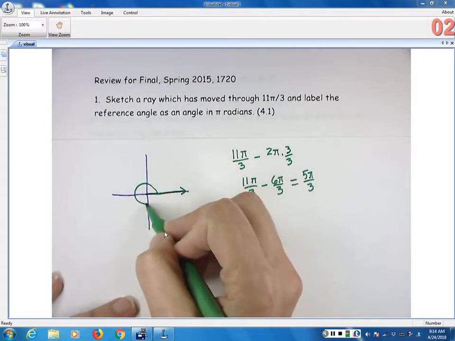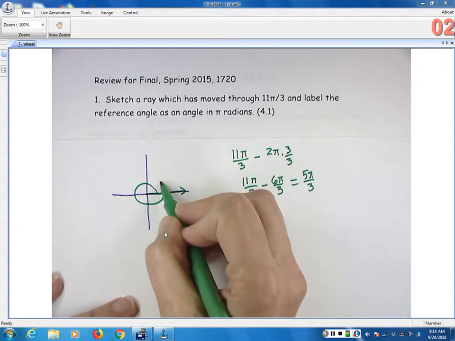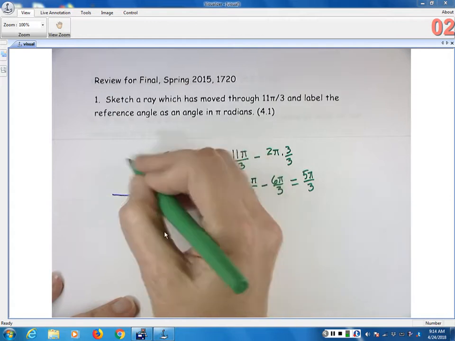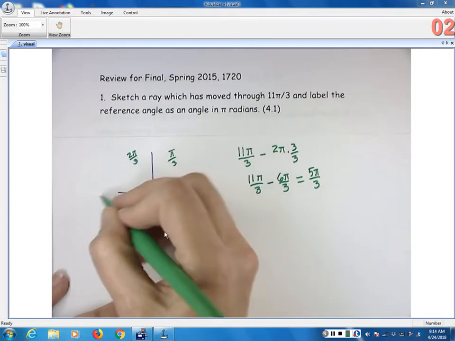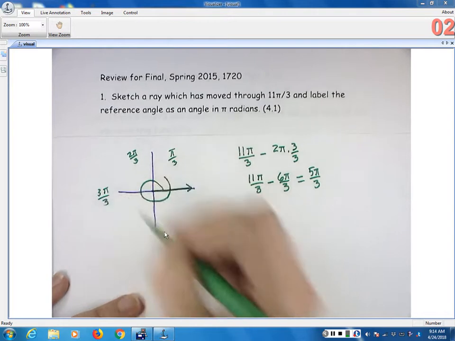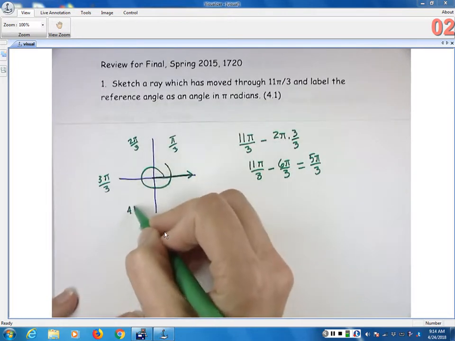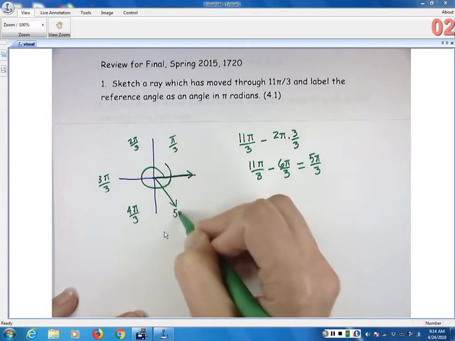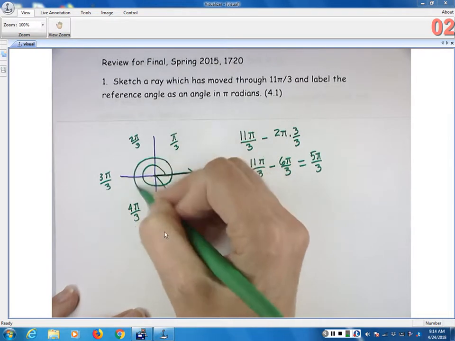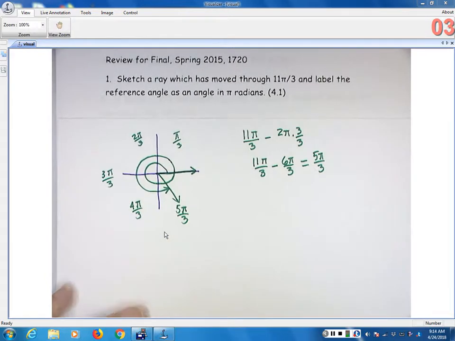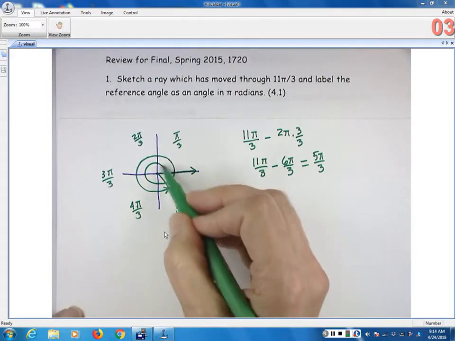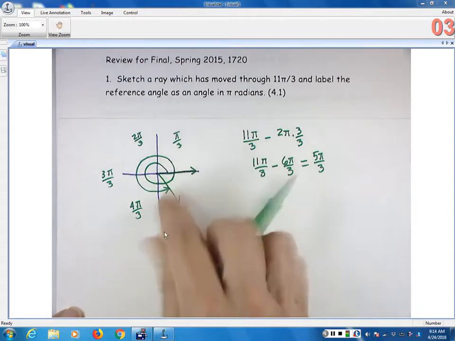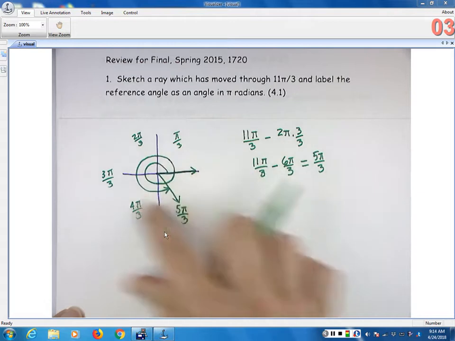In your sketch, you need to show this. It's one whole revolution, and then it goes to pi over 3, 2 pi over 3. Remember, this is 3 pi over 3. About over here is 4 pi over 3. So right here would be 5 pi over 3. So that's how you sketch a ray. You're making this ray go through 11 pi over 3 by doing a whole revolution and then 5 pi over 3 more.